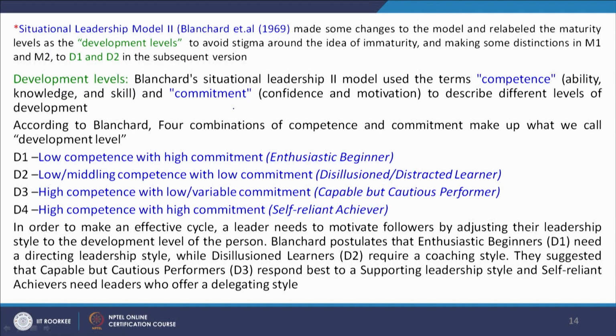And the last is D4, high competence with high commitment, that means they are self-reliant achievers. Now, this is again a very extreme case. Definitely such type of performers, followers, employees, subordinates exist in every organization, but the percentage is very less. But yes, definitely we can categorize them in the D4 category, where they can be identified as highly competent with high commitment, because they are self-reliant, they have complete knowledge about the job, their skills, the organization, and they are in complete touch with the leader about how they have to perform the job.